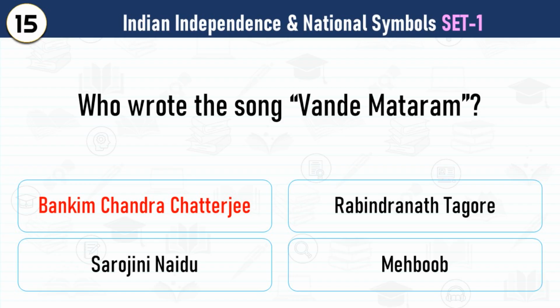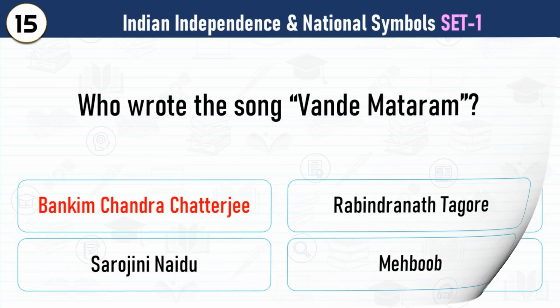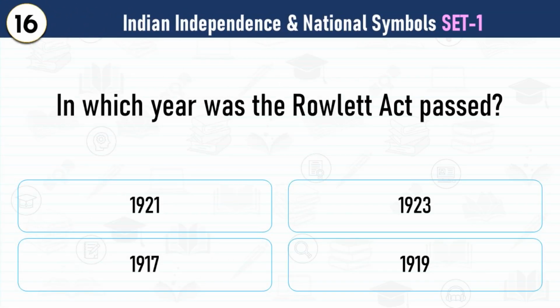Correct answer is Bankim Chandra Chatterjee wrote the song Vande Mataram. Question number 16. In which year was the Rowlatt Act passed? Correct answer is Rowlatt Act was passed in 1919.